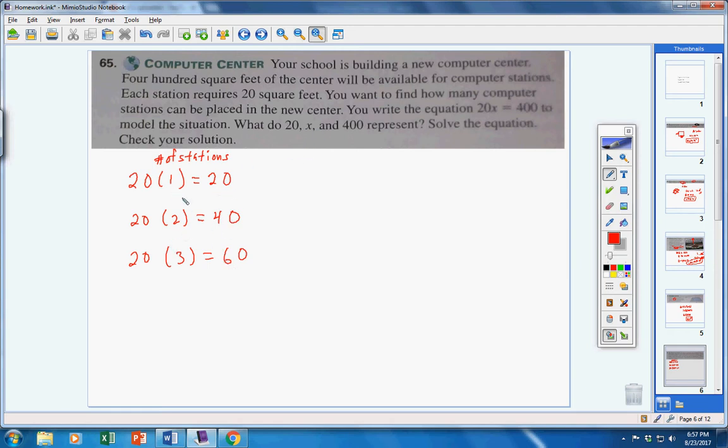So, here we go. Here's my equation. Now, obviously the 20 stands for each station, because each station requires 20 square feet. So, 20 stands for, not each station, but 20 stands for the space of one station. That's how much space you need, okay? 400 is the total space you have to use. Total space available for use.